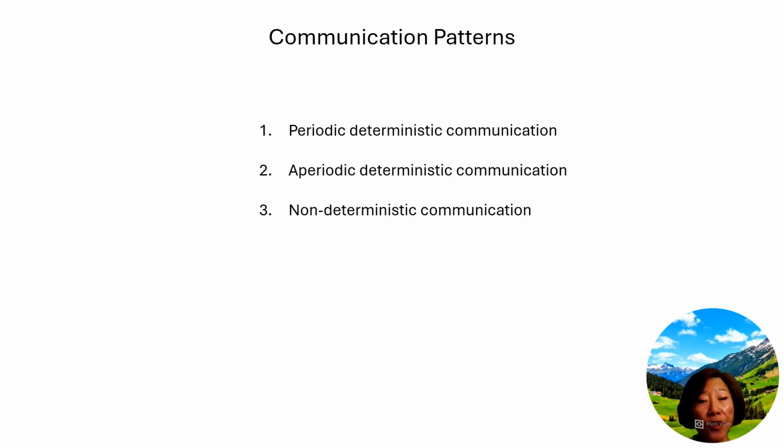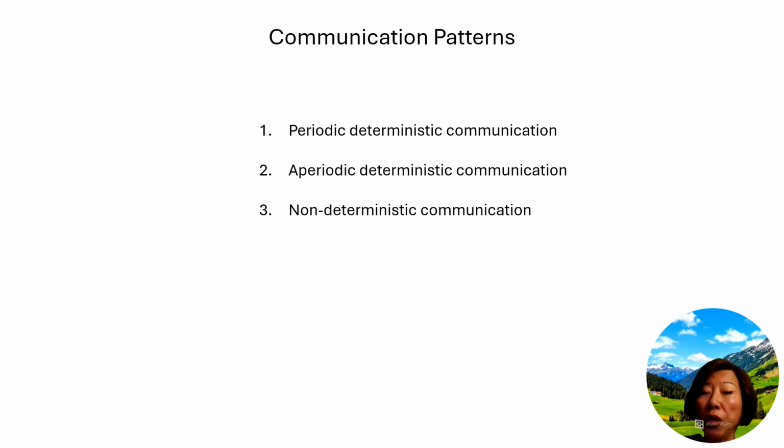Let's take a look at 3 communication patterns: periodic deterministic communication, aperiodic deterministic communication, and non-deterministic communication. Periodic deterministic communication is crucial for applications like motion control, where precise, regular updates are needed. The period can range from sub-millisecond to seconds, depending on the application.